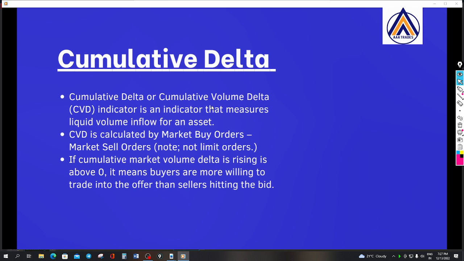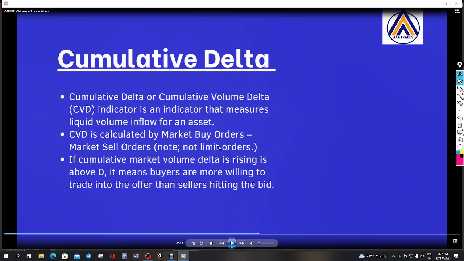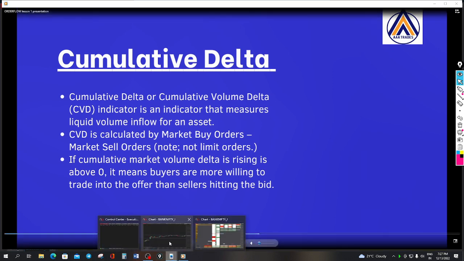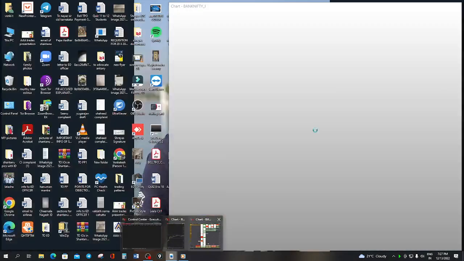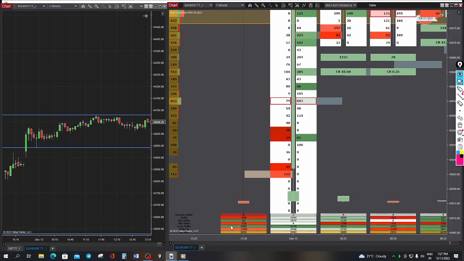Cumulative volume delta again shows us all the orders executed in the market at that particular time. Note, this does not include limit orders. The cumulative delta which is shown here, 2585, 1954, does not include pending orders waiting to be executed. Pending orders means not fresh orders, but limit orders which are already placed.